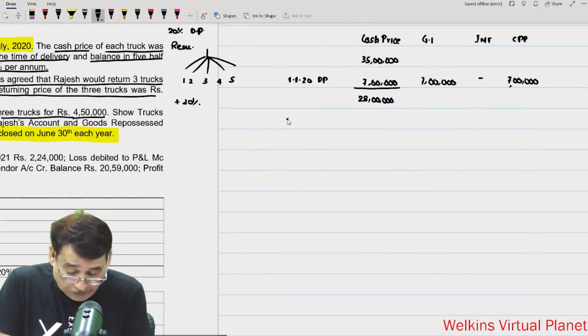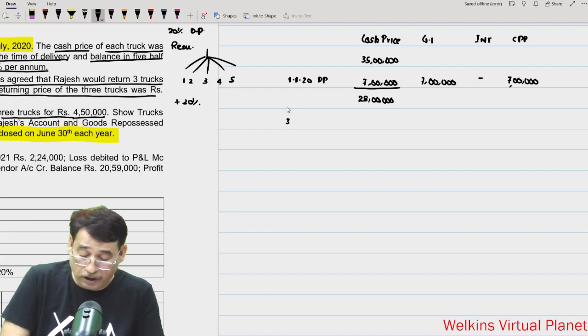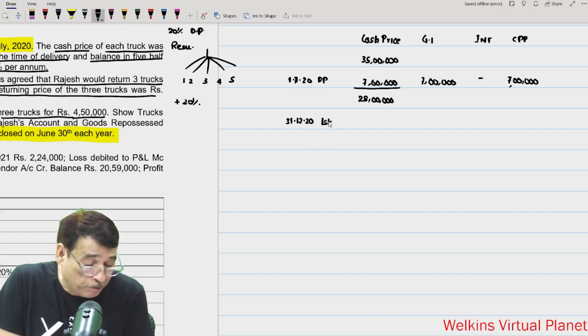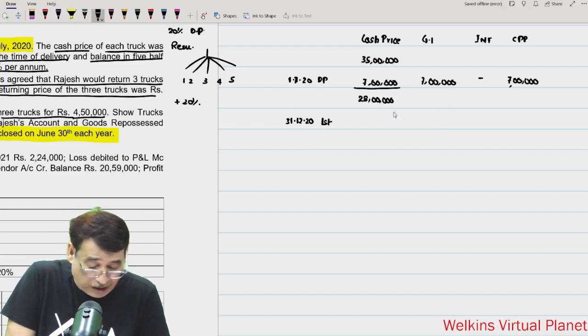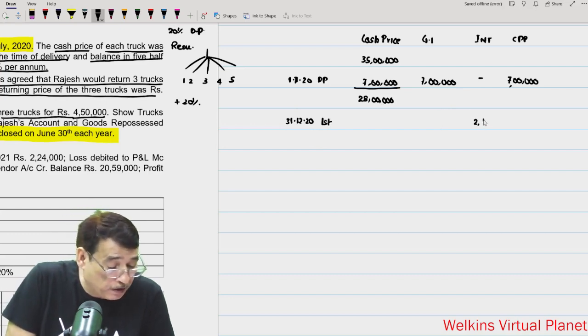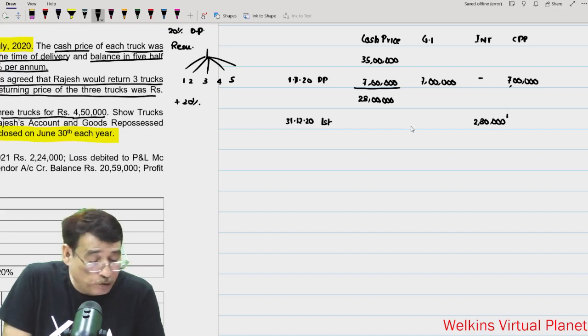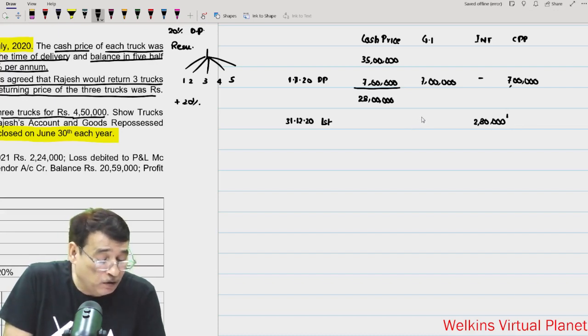Then, after 6 months, in this particular question, you will reach 31st. Actually, 1/7/2020 was the down payment date. Then 31st/12/2020, we shall write here first installment, but we are not having the gross installment. So 28 lakh, 20% is the rate of interest. I will compute 2,80,000 for 6 months. Correct? 28 lakh into 20% into 6 by 12 will be 2,80,000. And one installment which we computed earlier was 5,60,000. So if I add 5,60,000 plus 2,80,000, I will get 8,40,000 as gross installment.